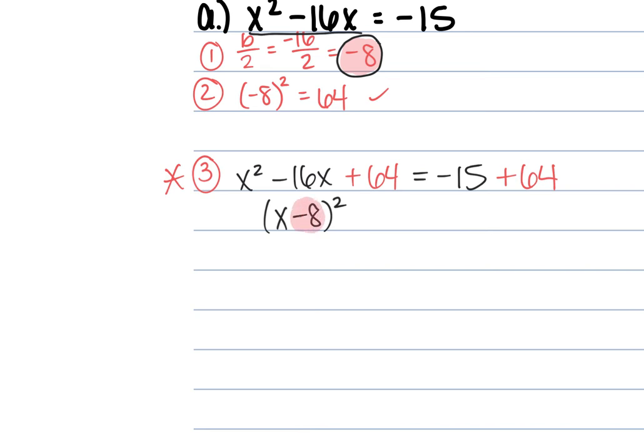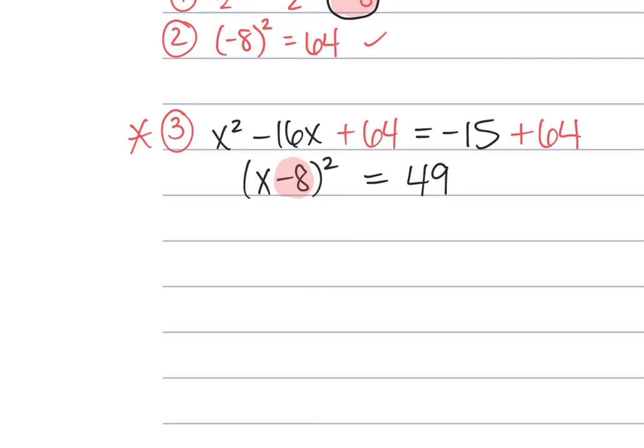Now, this is equal to what? 49. That's what it was. 64 minus 15 is 49. Now, guys, this is a very, very important step. Take a look at this equation. Does anyone recognize how we could solve this equation using what we know from the past? Javansky? Very good. This is a square root problem.